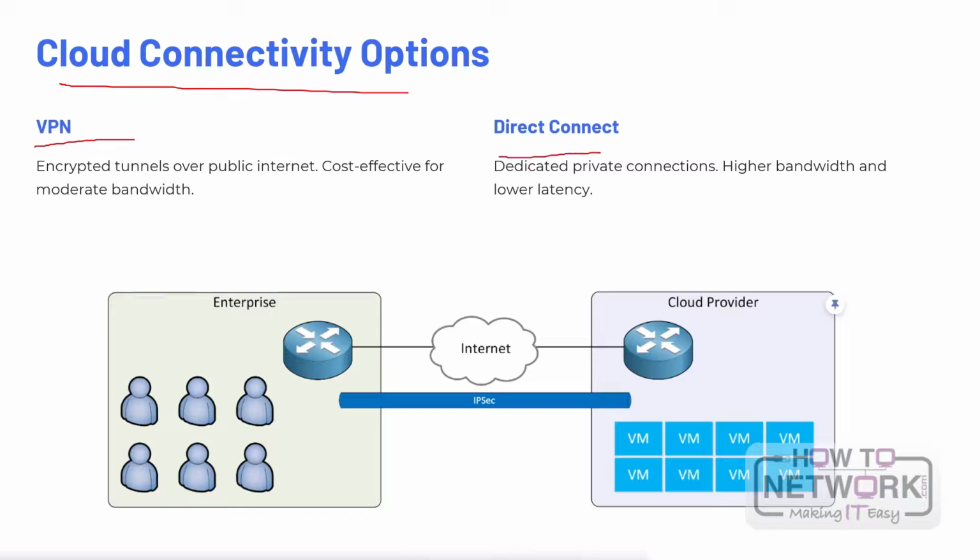Now, Direct Connect establishes dedicated private connections between your on-premises network and the cloud provider. This dedicated connectivity offers higher bandwidth and lower latency compared to VPNs, making it ideal for enterprises with demanding data transfer needs. Direct Connect provides a robust and reliable connection, ensuring consistent performance for mission-critical applications or large-scale data migration. However, Direct Connect requires a significant upfront investment and comes with recurring costs, making it a more expensive option compared to VPNs. It also involves more complex setup and management processes.